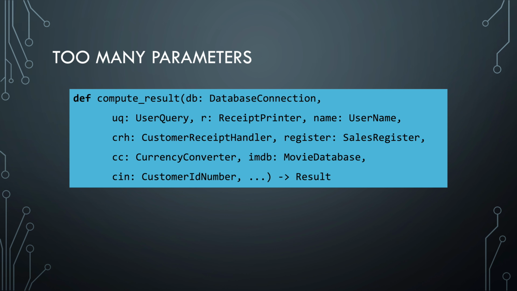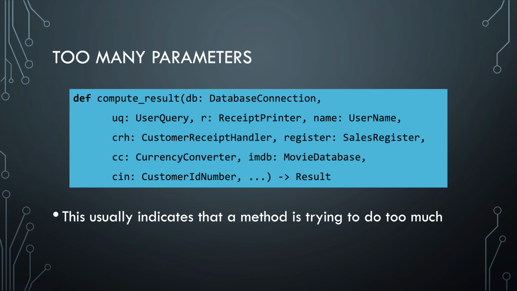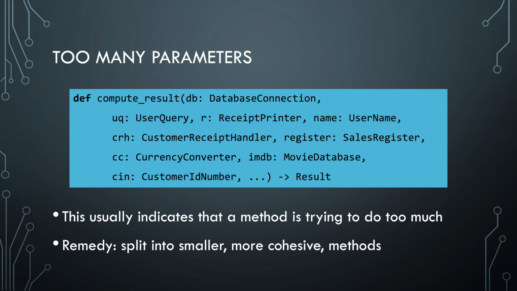Here's another type of bad code smell. This method has way too many parameters. This usually means that a method is doing too much. It has weak cohesion. The remedy, again, is to split the method into smaller, more cohesive methods.